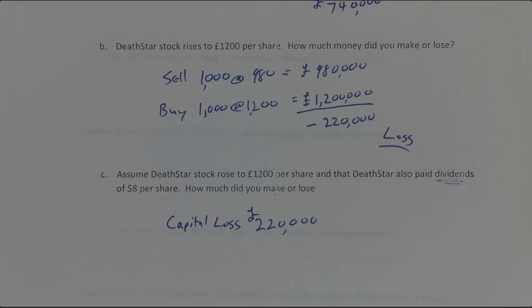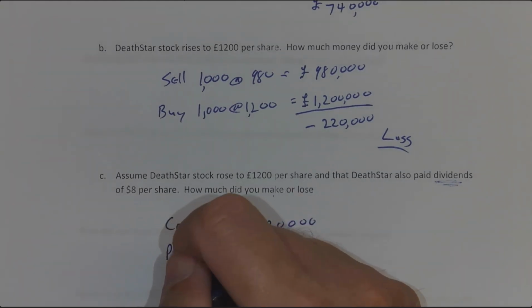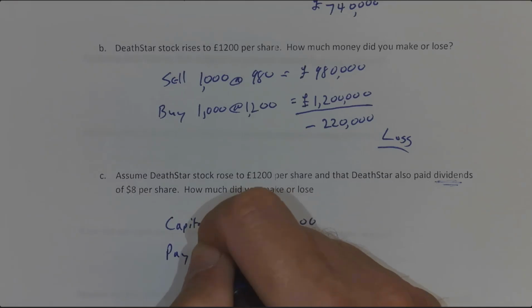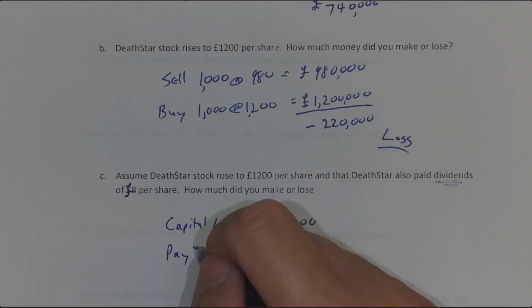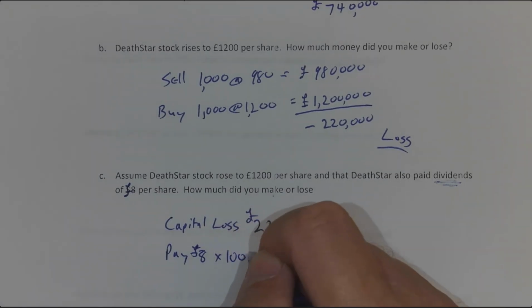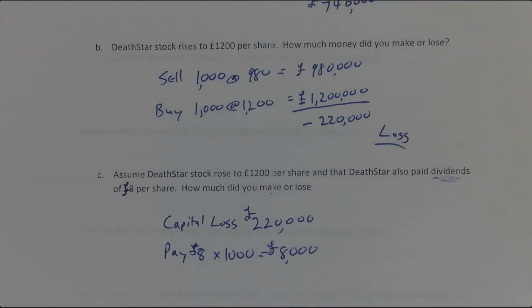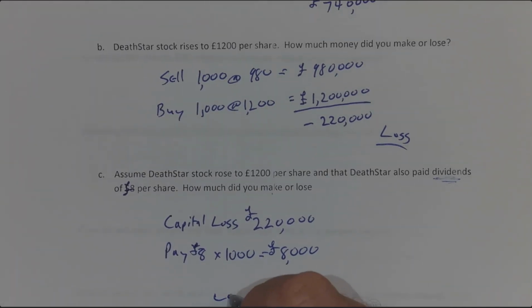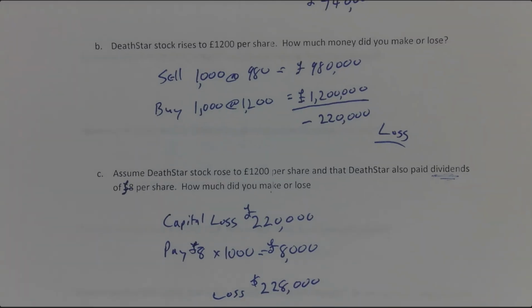Okay, so in this case, if they paid an $8 per share dividend, we're going to have to pay, that should be pounds, 8 pounds times 1,000 shares. So we're going to have to pay another 8,000, and we're going to lose 228,000 on this transaction.